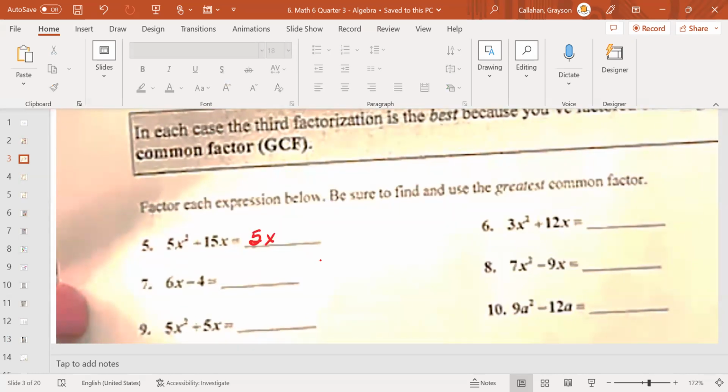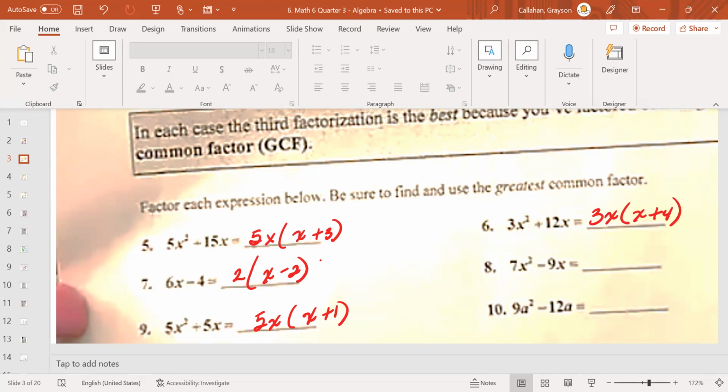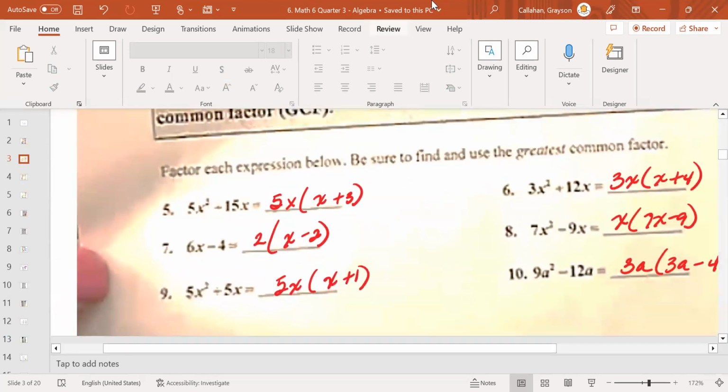You should have 5x. So you have x plus 3, 2x minus 2. For number 9, 5x. So it's x plus 1. 3x. So it's x plus 4. X, 7x minus 9. 3a, so it's 3a minus 4. And that concludes this worksheet.